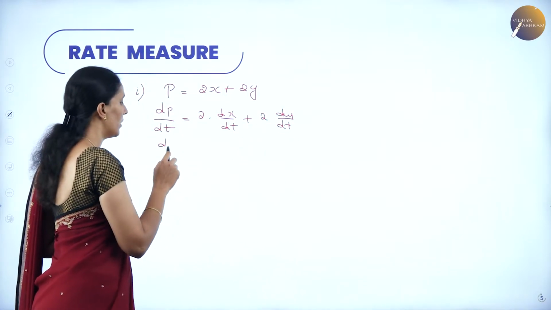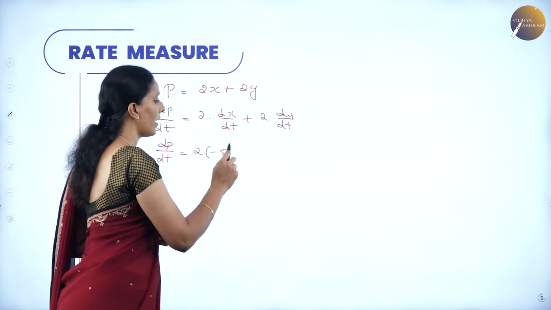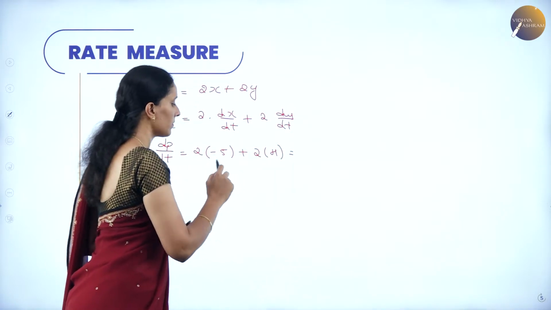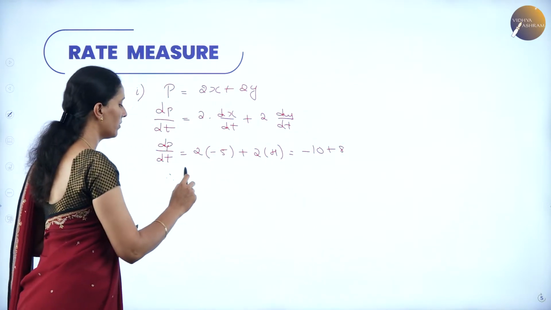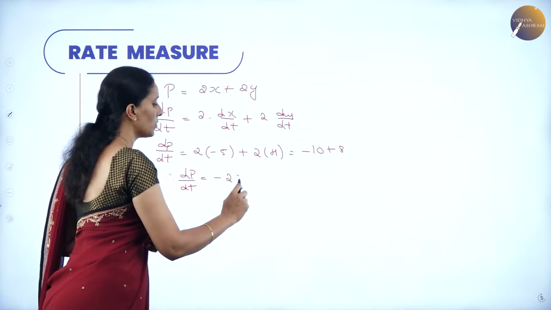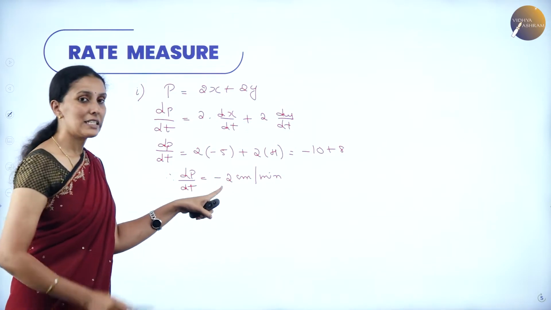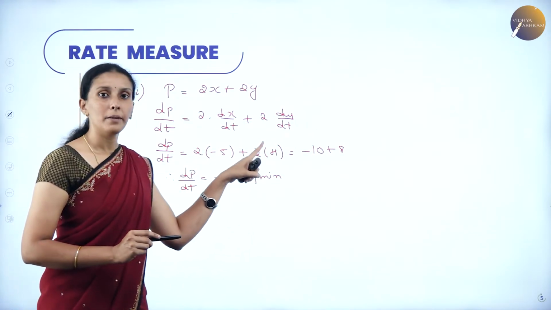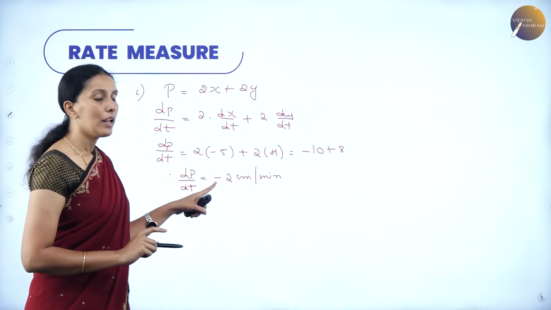So therefore dP by dt is equal to 2 into minus 5 plus 2 into 4, which is minus 10 plus 8. So therefore dP by dt is equal to minus 2 centimeter per minute. So here minus indicates the perimeter is decreasing 2 centimeter per minute. So for 1 minute it is decreasing 2 centimeter, that is negative.